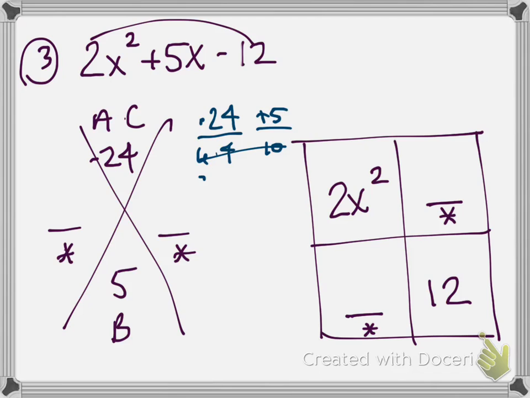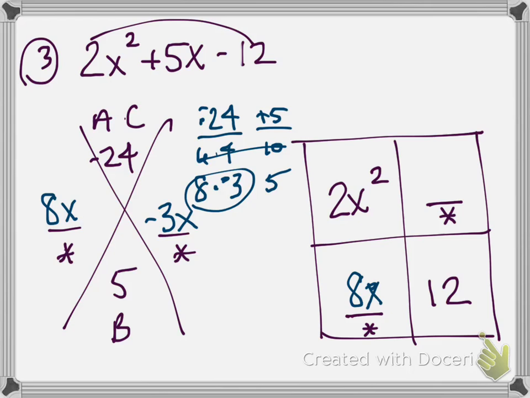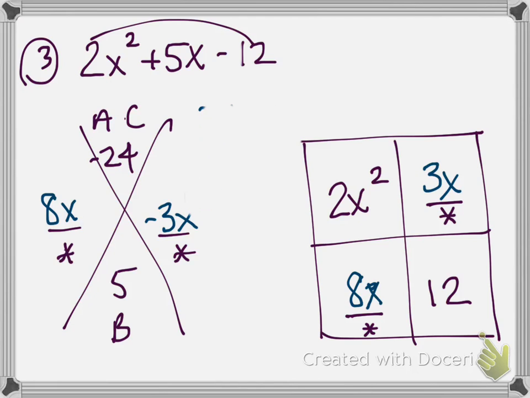So we'll have to have 8 times negative 3. That will give me a negative 24. And when I add them together, I will definitely get 5. So there are my terms. 8x, negative 3x. So those two go right in this box here. And again, it doesn't matter which one goes where.